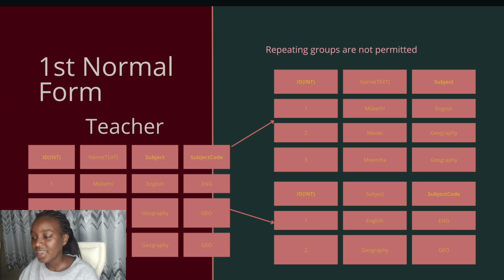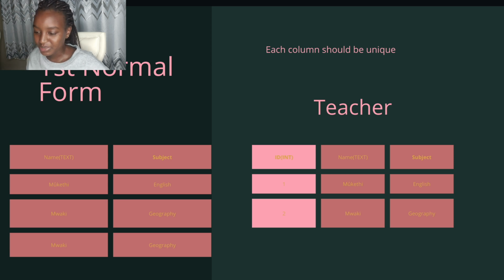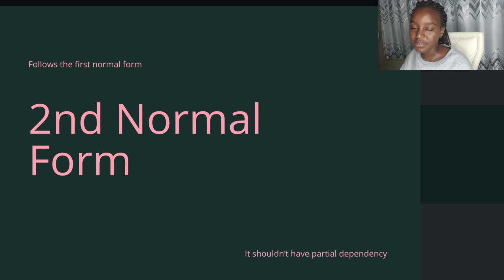That's what it means. And lastly, each record should be unique. So looking at our example here, we have Mukedhi, who teaches English, Mwaki, who teaches geography, and Mwaki again, who teaches geography. We shouldn't have that repeated scenario. So we should only have Mukedhi, English, Mwaki, geography, because we do want that uniqueness, and those two records are the same, so we don't want those repeated values in that scenario. So that's it on first normal form.